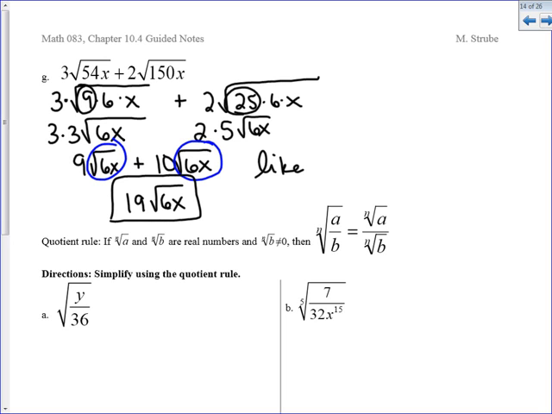You only ever add the coefficients. But before you can add, you might need to simplify. If they're not like to start, try simplifying, then see if they're alike.